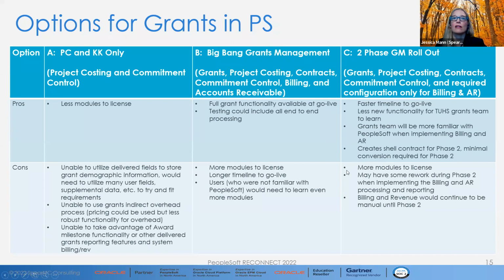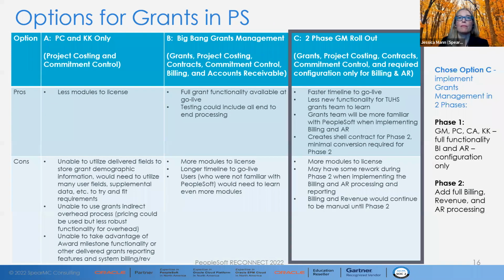On the con side, compared to just PC and KK, it would have more modules to license, and may have some rework in phase 2. So maybe reports would need to be slightly tweaked, or configuration slightly tweaked once you got into that billing and AR phase. And for this phased option, the billing and revenue would continue to be a manual process until phase 2. So ultimately, Temple did decide to do the phased grants rollout approach.